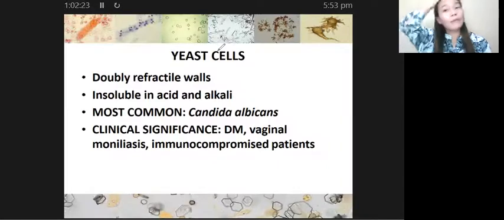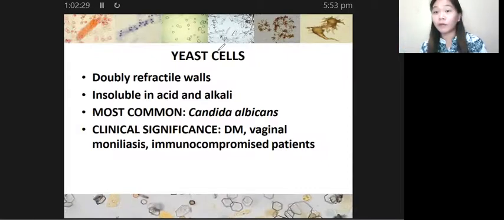So take note, especially for females, we have a normal flora. Candida albicans is part of the normal flora of the female vagina. Okay, may male vagina ba, ma'am? Hindi ko alam. Okay. So normally, it is part of our vaginal normal flora. We have your Candida albicans.